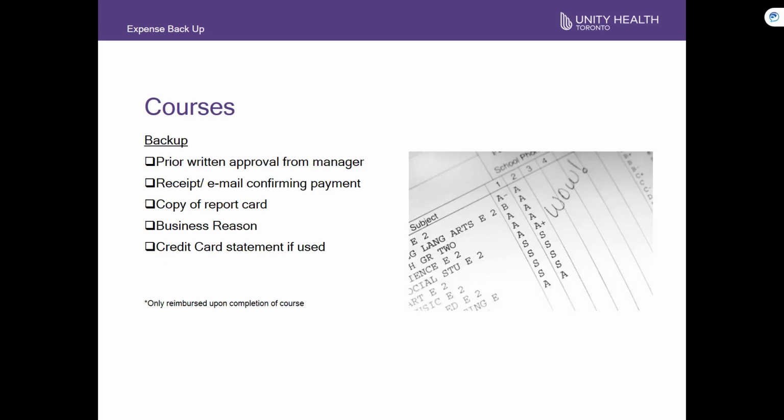Courses. Ensure you include prior written approval from your manager, receipt or email confirming payment, copy of the report card, if applicable, the business reason for the course, and your credit card statement if it was used. Please keep in mind that these types of expenses will only be reimbursed upon completion of the course.